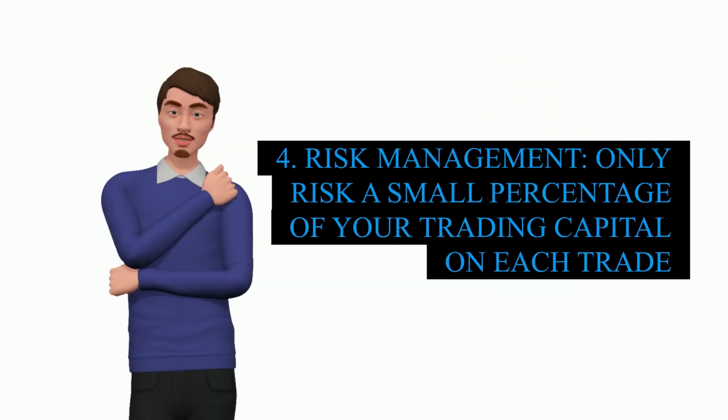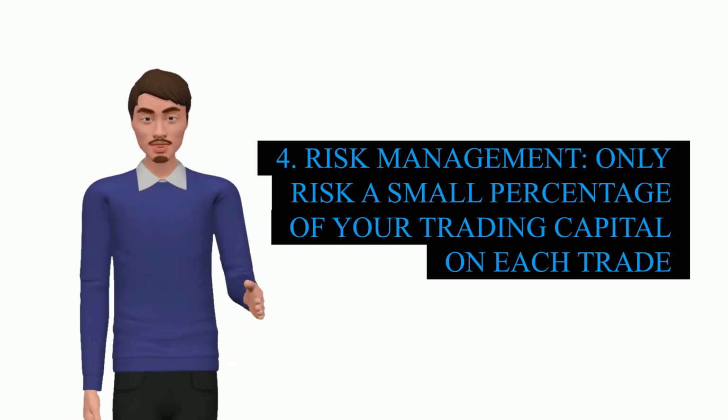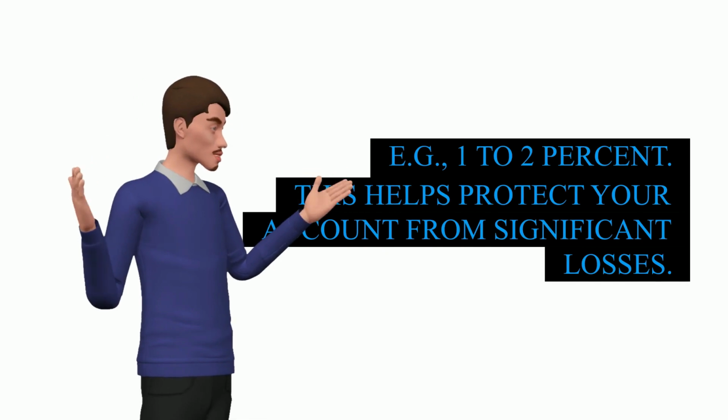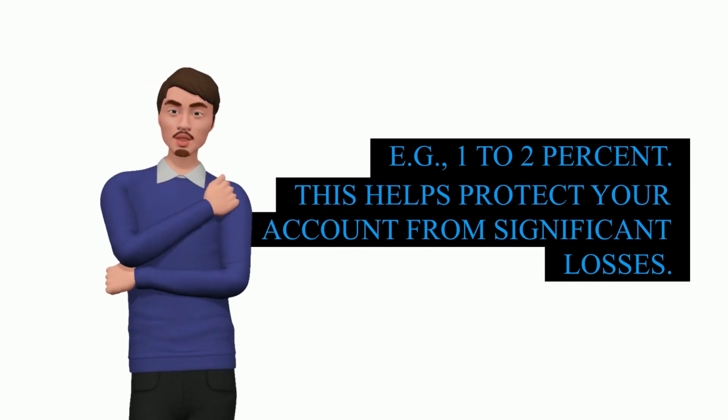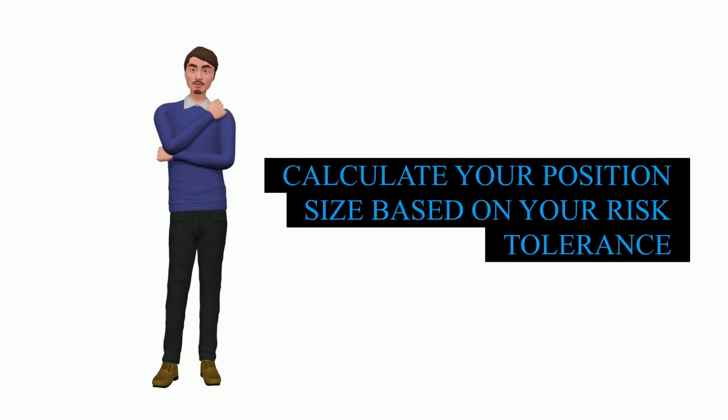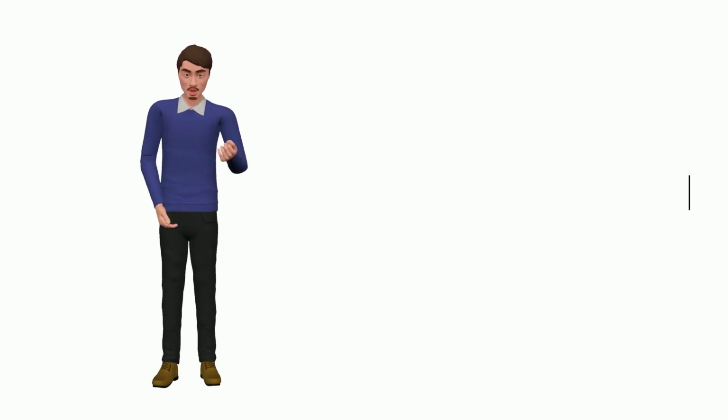4. Risk management. Only risk a small percentage of your trading capital on each trade, for example, 1 to 2%. This helps protect your account from significant losses. Calculate your position size based on your risk tolerance and the distance to your stop-loss level.